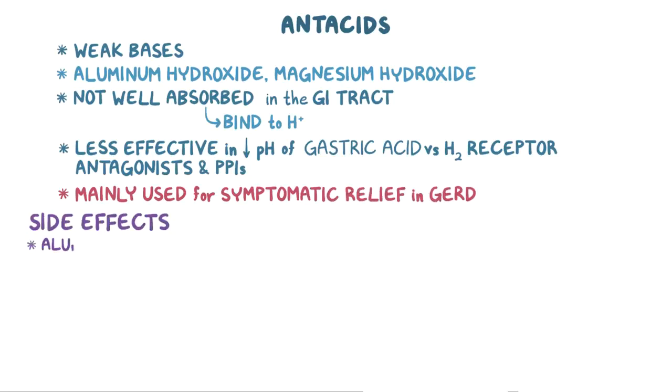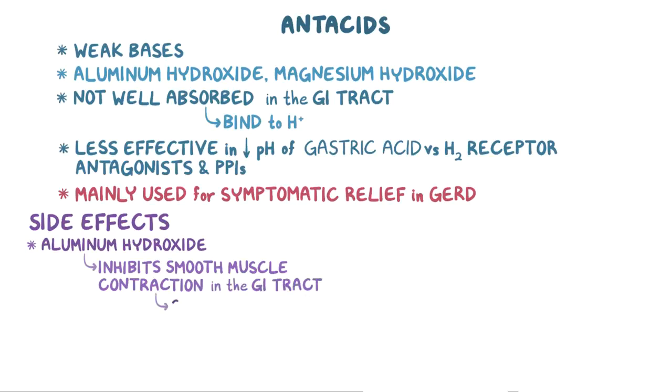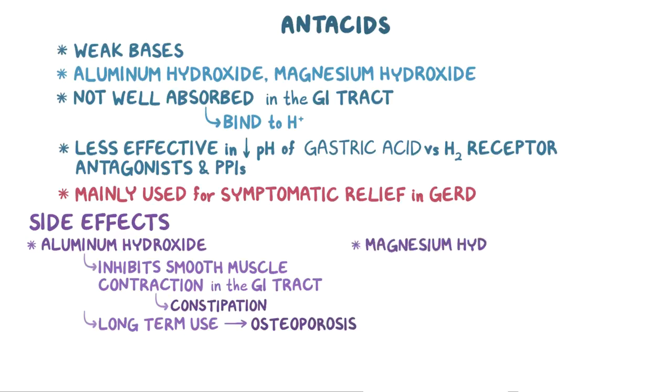For side effects, aluminum hydroxide inhibits smooth muscle contraction in the GI tract, leading to constipation. Long-term use has also been associated with osteoporosis. Magnesium hydroxide, on the other hand, works as a laxative by drawing water from the surrounding tissue, leading to diarrhea. In rare cases, this could also lead to hypotension.